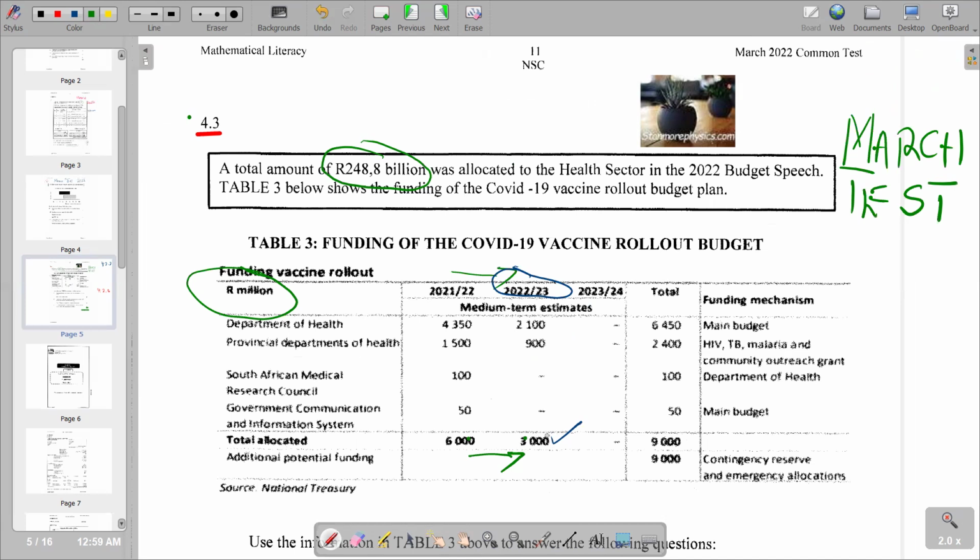3,000 is convert it to a billion so that we can calculate it on the same terms. So our numerator is going to be 3,000 million as indicated here, which, if converted to billion, becomes 3 billion. So you now have 3 billion over 248.8 billion.